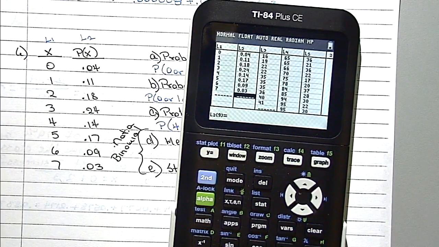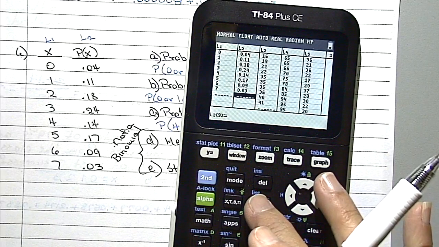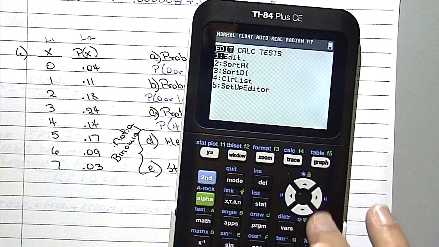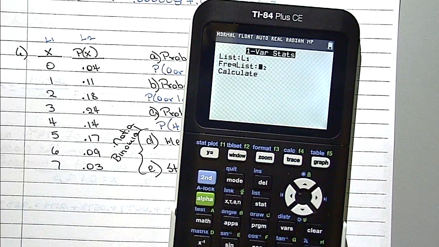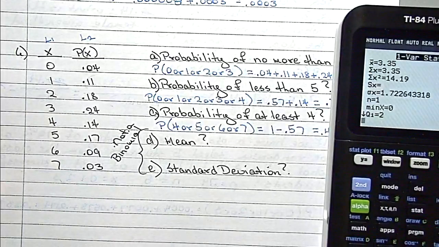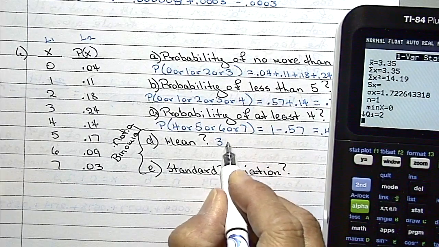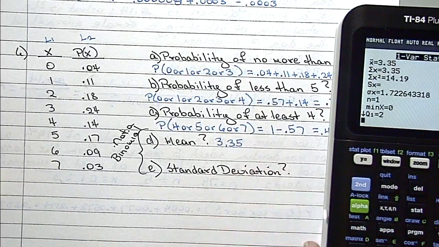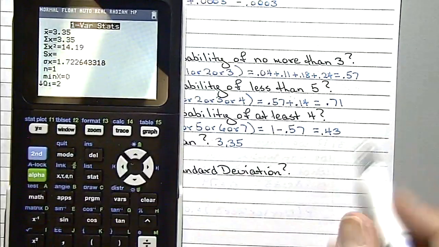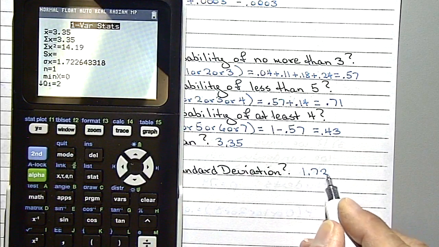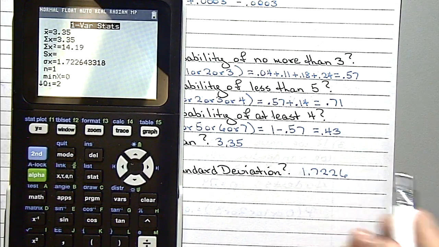After you enter it, it's stat, and you're going to calc, and one variable statistics. List 1, use frequency list is list 2, so it's L1, comma L2. What's the mean? Well, 3.35. And it only gives you one standard deviation, and we'll go to 4 decimal places with those: 1.7226.